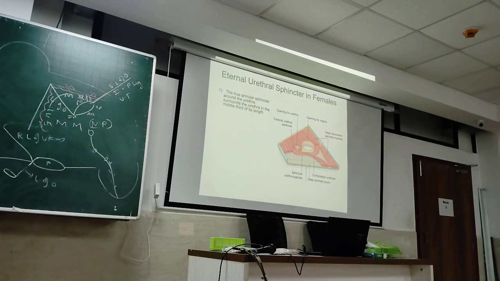The true annular sphincter surrounds the urethra in the middle one-third. The compressor urethrae muscle starts from the ischiopubic ramus, passes anterior to the lower one-third of the urethra, and squeezes the urethra from the ventral part. The urethrovaginal sphincter begins from the ventral side of the lower one-third of the urethra, that is this part, and constricts both the urethra and the vagina.